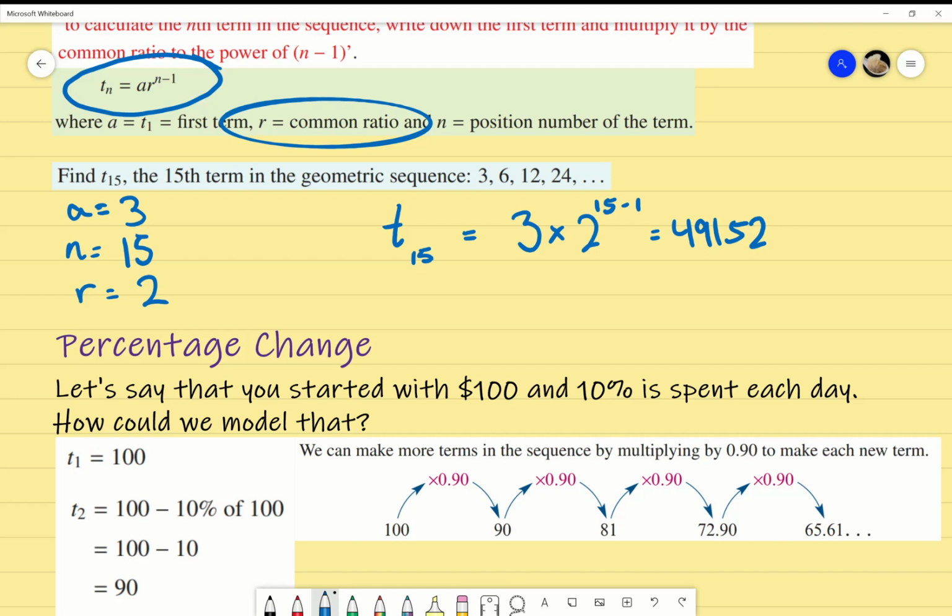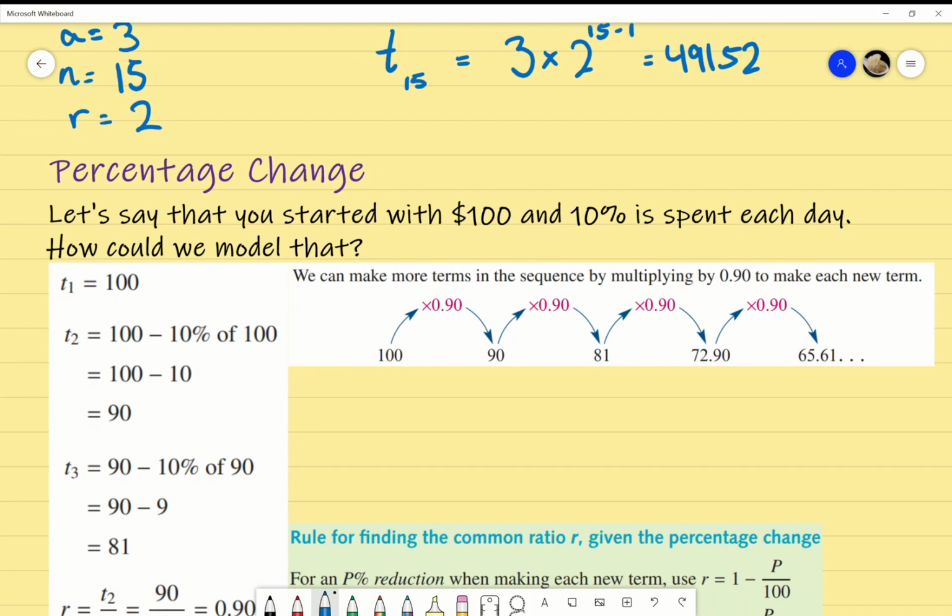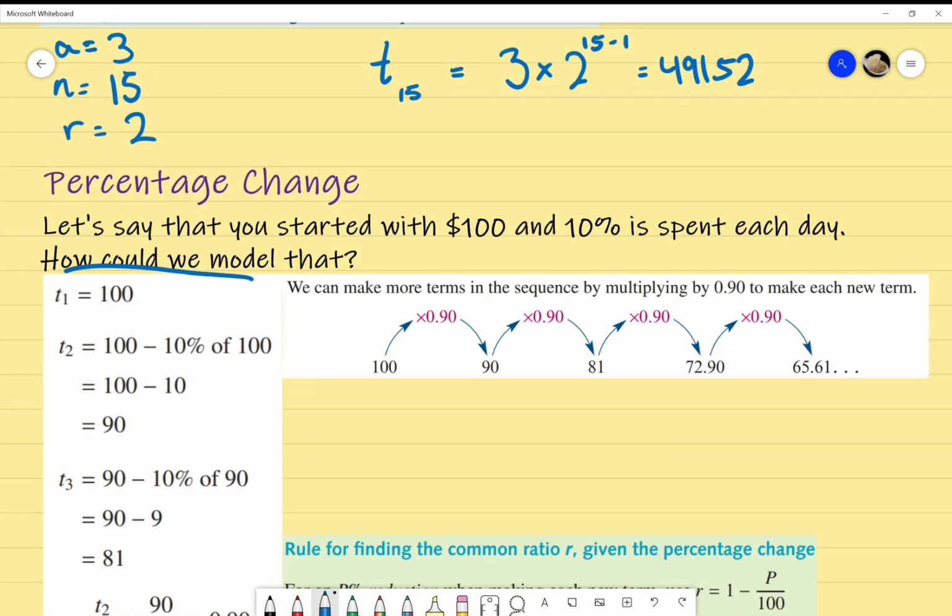Then what's 10% of 90? Well, it's $9. You're going to spend $9. You're going to spend less and less and less and less, right? So it's not exactly just 10% of the original number. So how do we model that using a sequence? I'm going to very quickly just show you the left-hand side here. I want you to focus on this part here.